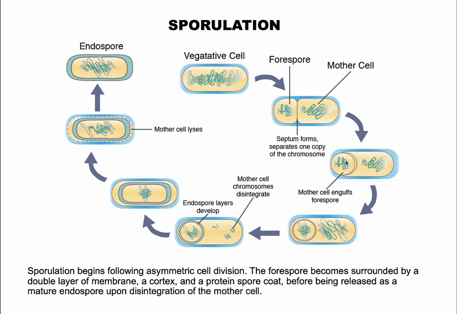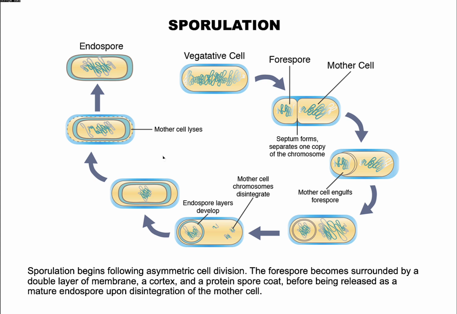The forespore, which will become the core of the endospore, is a copy of the cell's chromosome and is encased by a second membrane. As the process continues, the cortex forms around the forespore by layering calcium and dipicolinic acid between the membranes. A protective protein spore coat is then created around the cortex while the DNA of the mother cell breaks down.